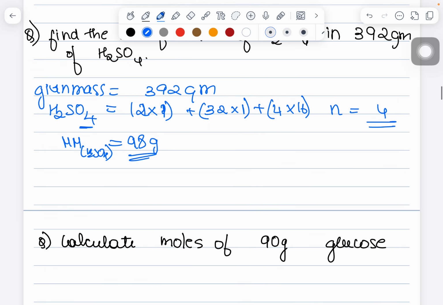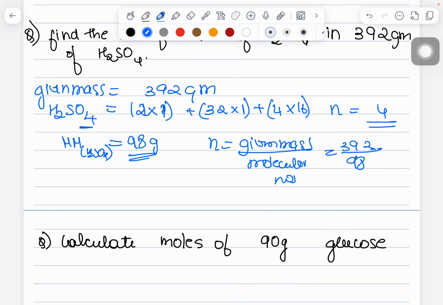So we have the molecular mass, we have the given mass, so we can calculate moles is equal to given mass divided by molecular mass. So what is the given mass? That is 392 grams divided by molecular mass 98. So 98 fours are 392, so it is 4 moles.